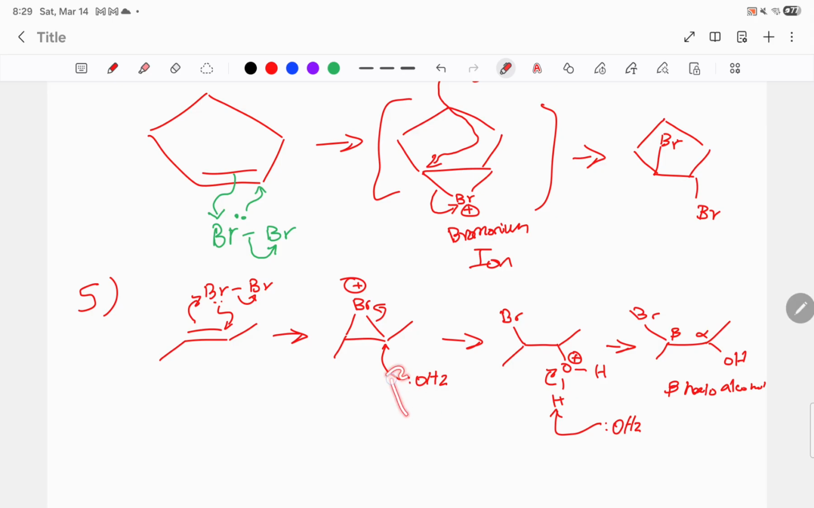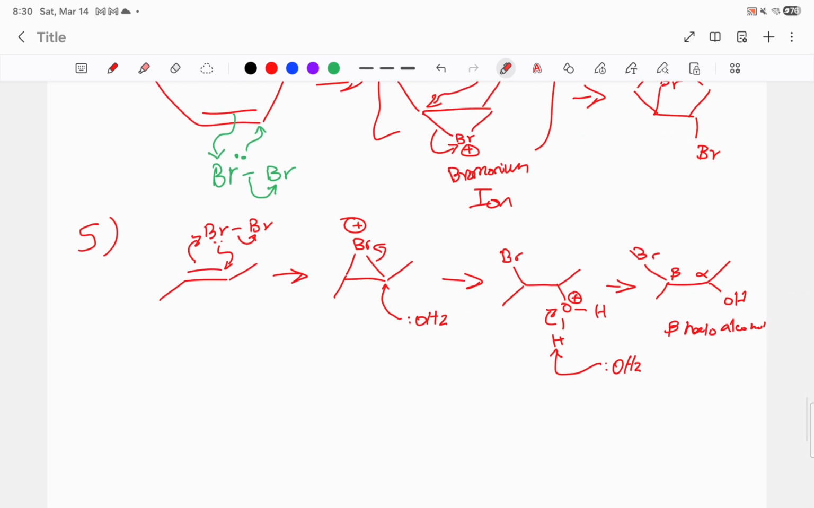So remember, here's the anti-addition. And the nucleophile, when it attacks, again, in this case, it doesn't really matter, but usually the nucleophile, in this case our water, when it's attacking, will tend to attack the more substituted section. Okay?